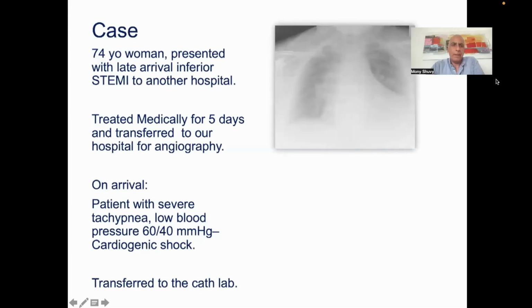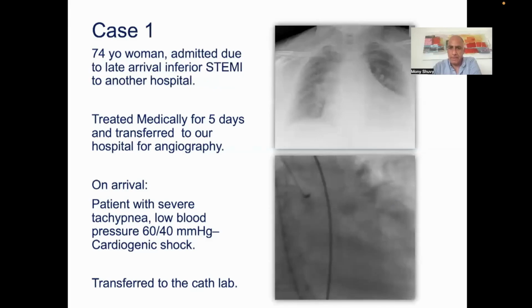The first case, a 74-year-old woman, presented to the emergency room with late arrival inferior ST elevation MI. She was coming from another hospital, in which she was treated medically for 5 days, and then she was transferred to our hospital. On arrival, the patient was in severe tachypnea. Her blood pressure was low, 60/40. In fact, she was in cardiogenic shock. We can see here the X-ray showing pulmonary edema.